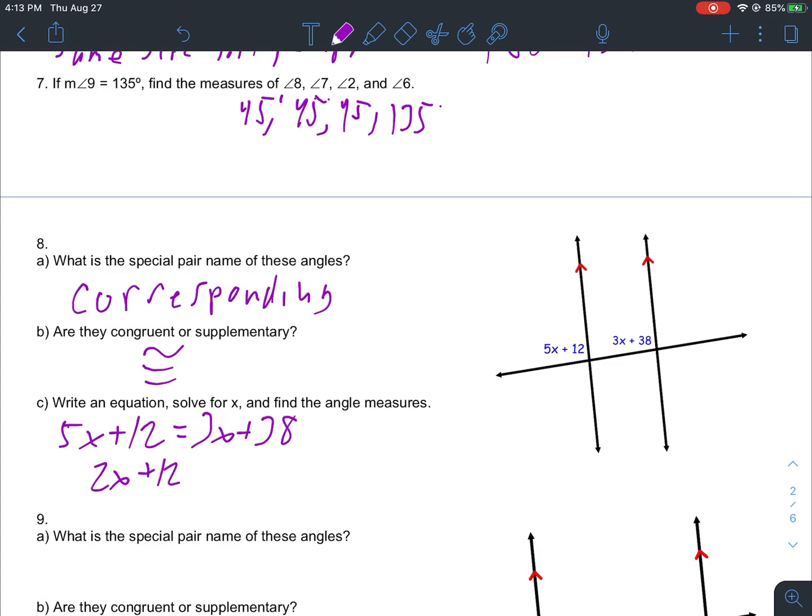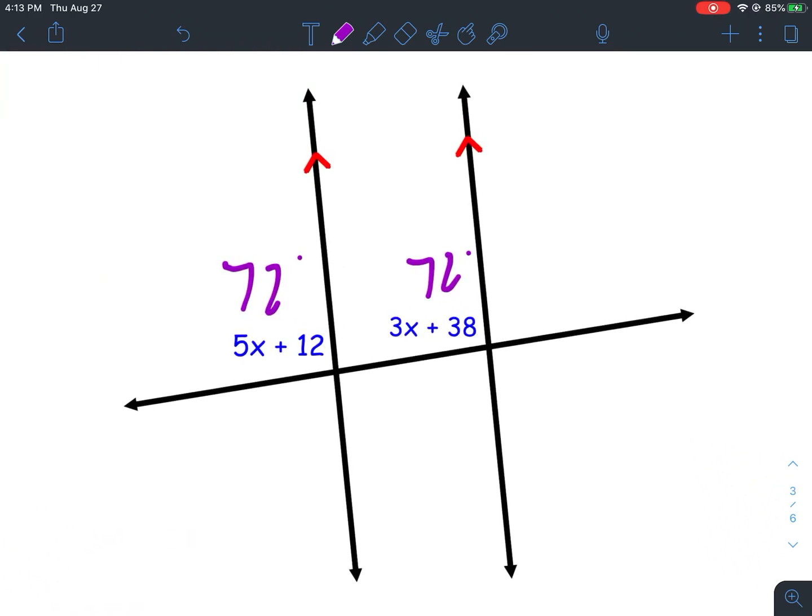Subtract 3x from both sides. Subtract 12 from both sides. And divide by 2. So to find all angle measures, so put 12 back in, we should get 72 degrees for both of these. So how do we get the rest of them? Well, we know that these are vertical to each other, so those are both 72. And to get any of the other 4, we do 180 minus 72, and all 4 of these would be 108.